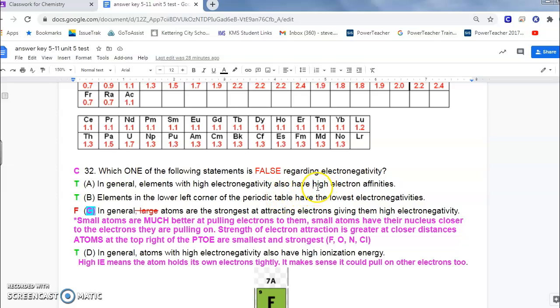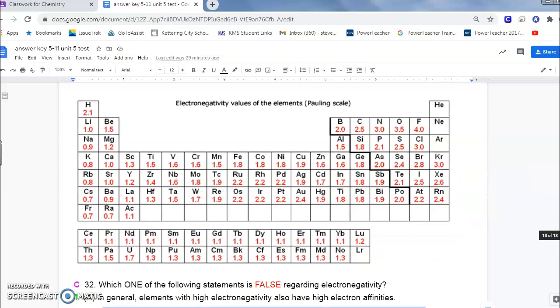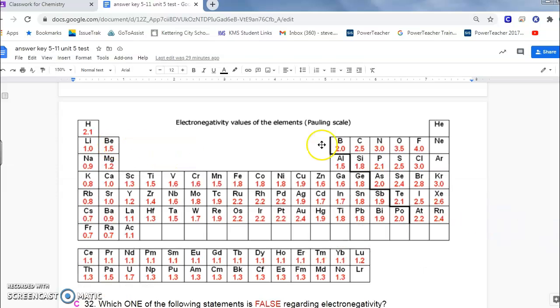Letter B. And if you don't need the electron, it means you would have a low affinity. Affinity is how much you want or like something. Elements in the lower left-hand corner have the lowest electronegativities. That is true. Why? Well, we know the size gets bigger top to bottom. Size gets smaller left to right. So the elements that are the largest are going to be to the left side because they get smaller left to right, and they're going to be at the bottom because they get bigger top to bottom. So the biggest atoms are down here.